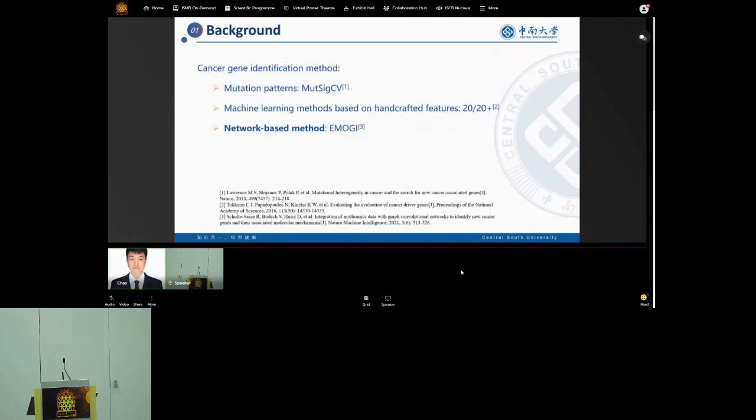Currently, many computational methods have been developed to identify cancer genes. These methods can be roughly divided into three categories: mutation pattern-based methods, machine learning methods based on handcrafted features, and network-based methods. The network-based cancer gene prediction methods have been extensively studied in recent years. However, there are still some challenges with these methods.